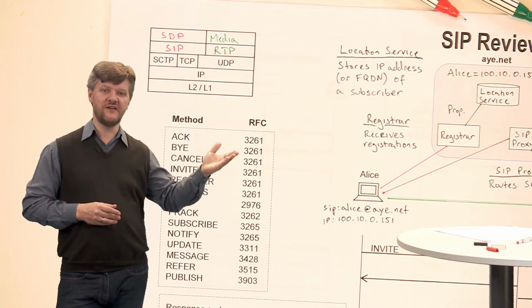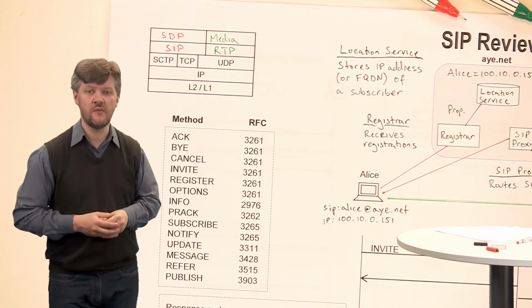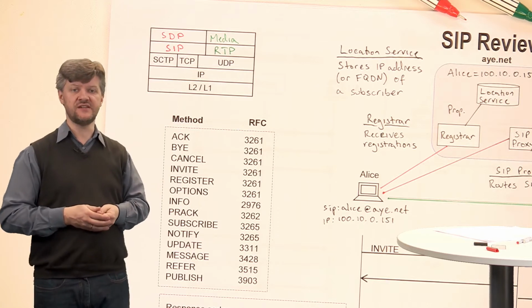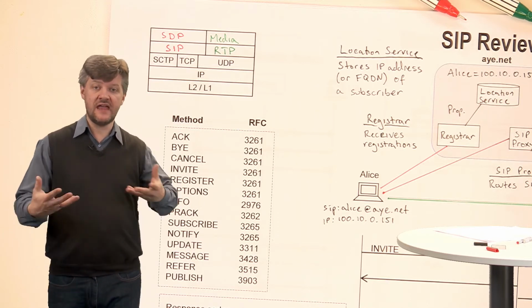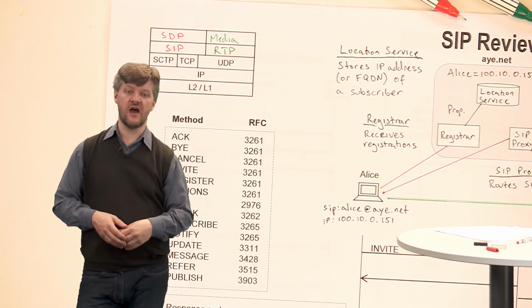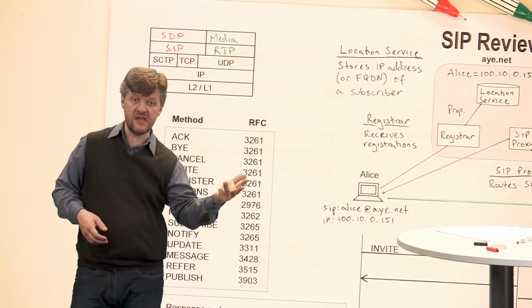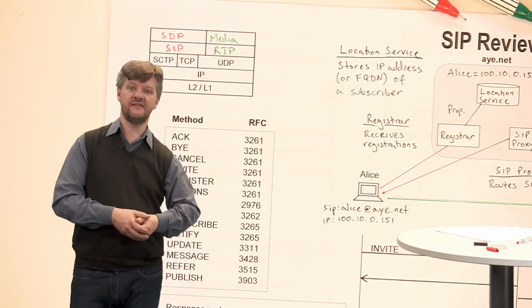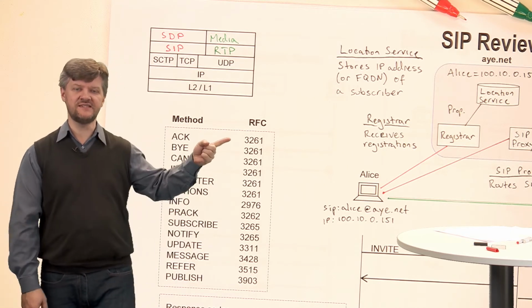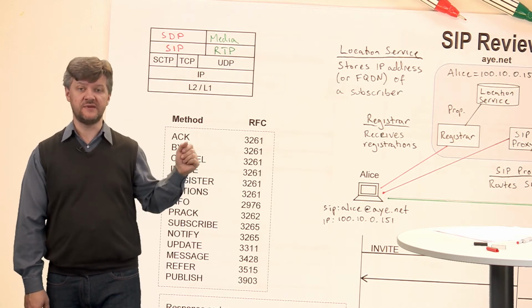There's also a number over here. It says RFC and a number. RFC means request for comment, and that's the name of all the standards from the Internet Engineering Task Force, IETF, namely the guys who standardize SIP. They're also the guys who standardize IP and TCP and DNS and DHCP and HTTP and other very well-known protocols. So essentially, it's just a reference to the standard that defines this particular method.